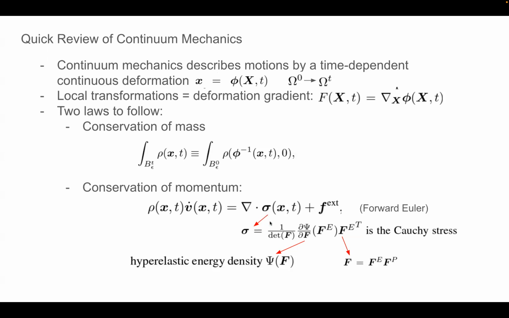So sigma here is the Cauchy stress tensor that is defined in this way. So here the psi function is a function of the deformation gradient that maps the deformation gradient to elastic energy. And it can be modeled with different elastic energy models. For example, the Neo-Hookean model is, I guess, the simplest one, which you've probably seen for springs.